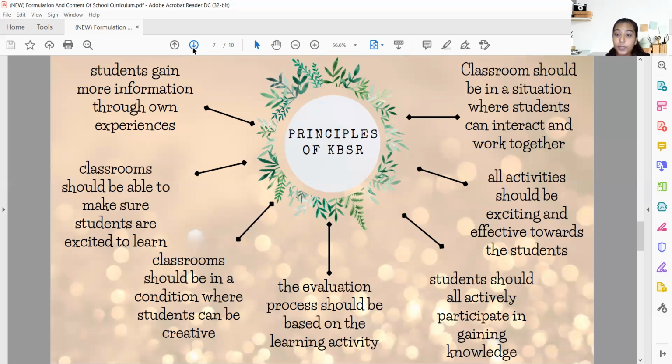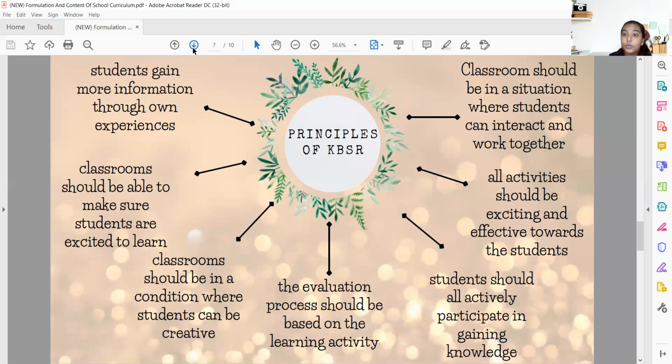All activities should be exciting and effective towards the students. By activities here, it could be co-curricular activities or any other activities like experiments carried out in the classroom. It should all be exciting so that the students are able to gain knowledge from it and are excited to learn.